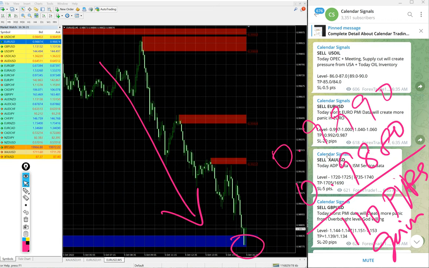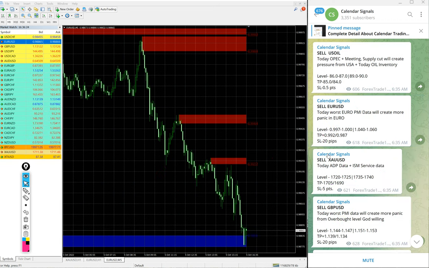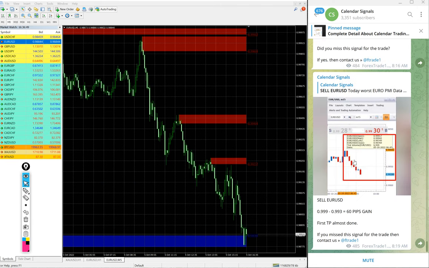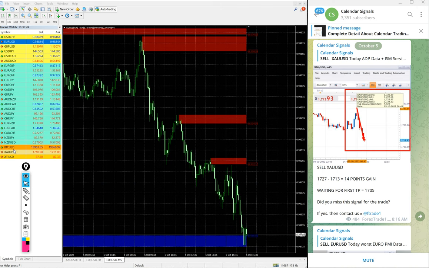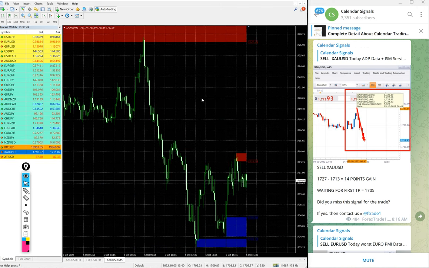And our given targets today: the first target 0.992 already reached, and the second target 0.987 is about to reach, just 10 pips away from the current low. Hope that also will reach. So those who followed this Euro USD signal would have made a huge profit of 110 pips as of now. Then after Euro USD, the next signal performed is gold, which is XAUUSD.